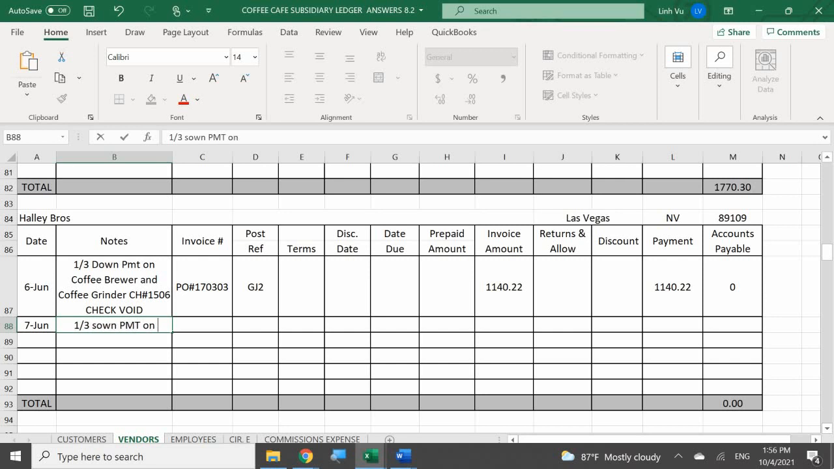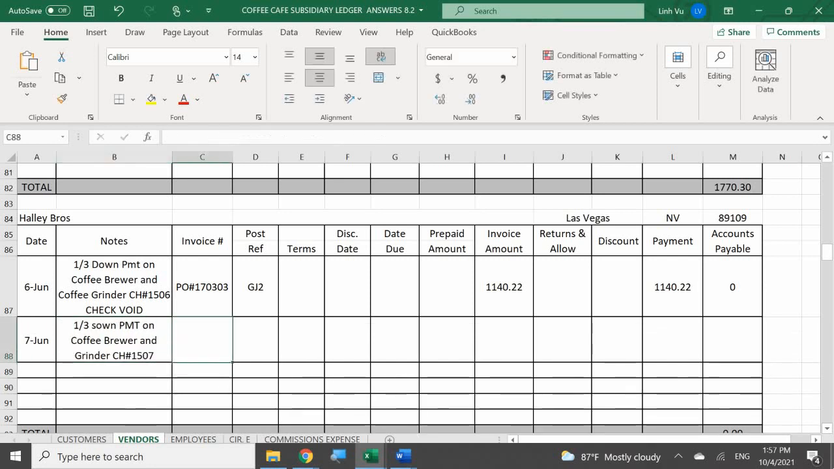Okay, on coffee, brewer, and grinder. Okay. And let's see, you paid with check number 1507. Okay. This time it's PO number 170303R because it's revised. Okay.